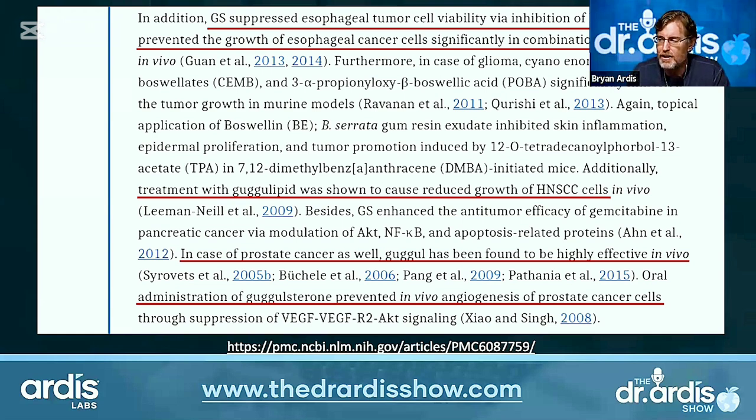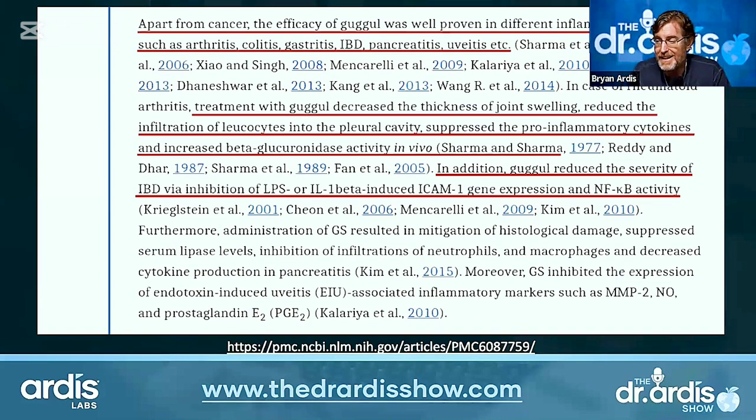Treatment with Guggul lipid was shown to cause reduced growth of various tumor cells. In case of prostate cancer as well, Guggul has been found to be highly effective in human studies. Administration of Guggulsterones prevented in the body angiogenesis of prostate cancer cells, the development of new cancer cells. Apart from cancer, the efficacy of Guggul is well proven in different inflammatory diseases such as arthritis, colitis, bowel inflammation, gastritis, stomach inflammation, irritable bowel disease, pancreatitis, and iritis, inflammation of the eyes, pronounced uveitis.